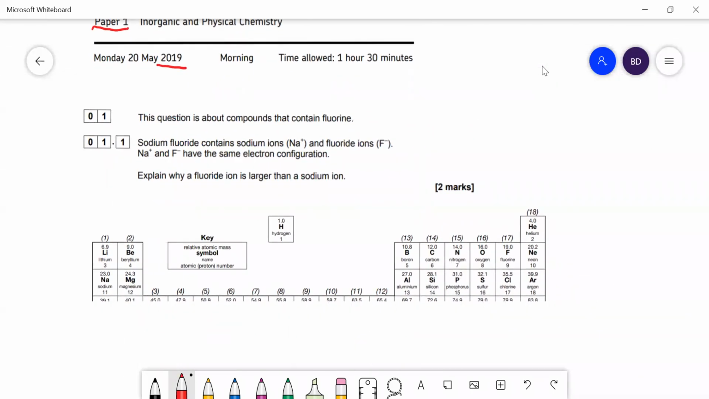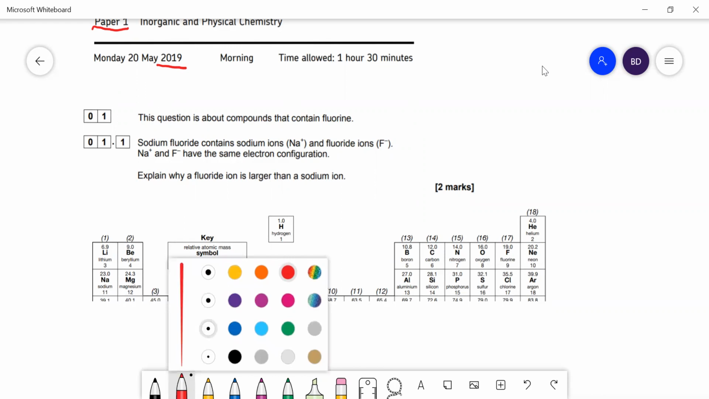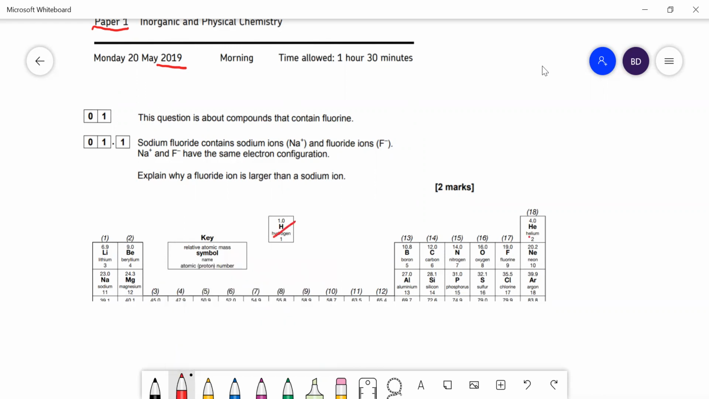The question is about compounds that contain fluorine. Sodium fluoride contains sodium ions and fluoride ions. They both have the same electron configuration. Explain why a fluoride ion is larger than a sodium ion. Okay, so let's have a look at fluorine. You're going to have 1s2, 2s2. The fluorine atom has got 1, 2, 3, 4, 5 electrons in 2p. Of course, you gain an extra electron to form the F- ion, so it's 2p6.